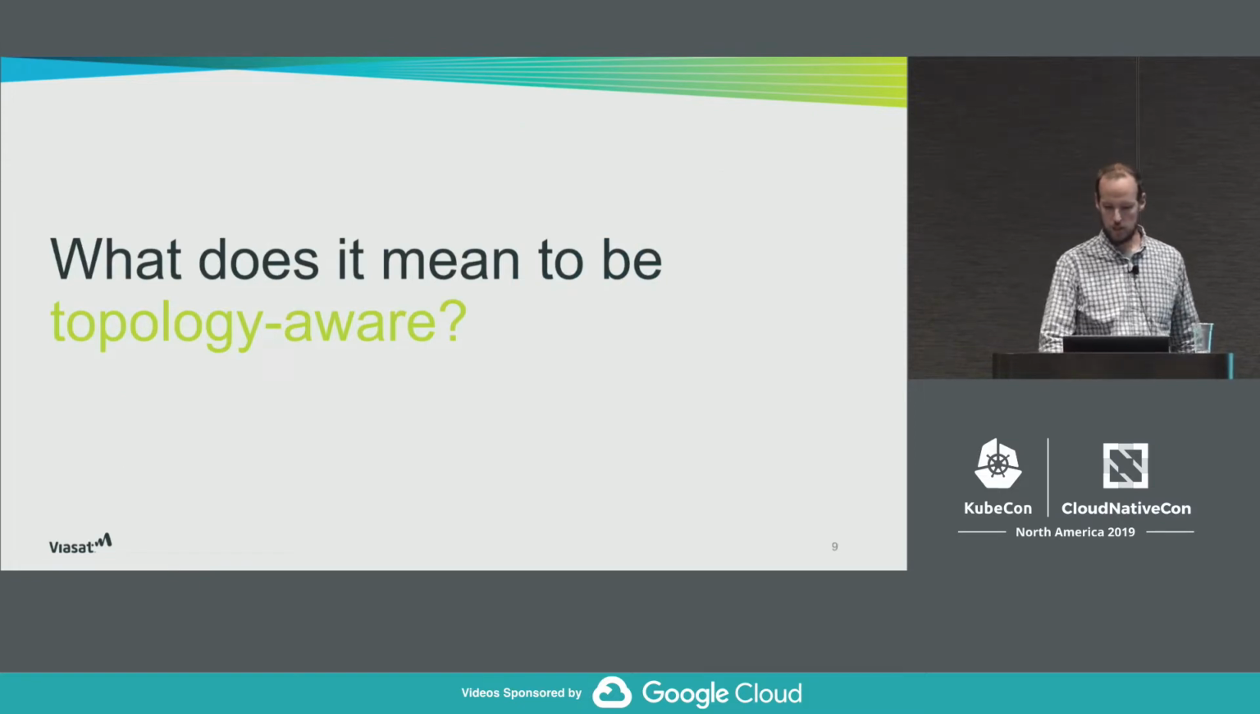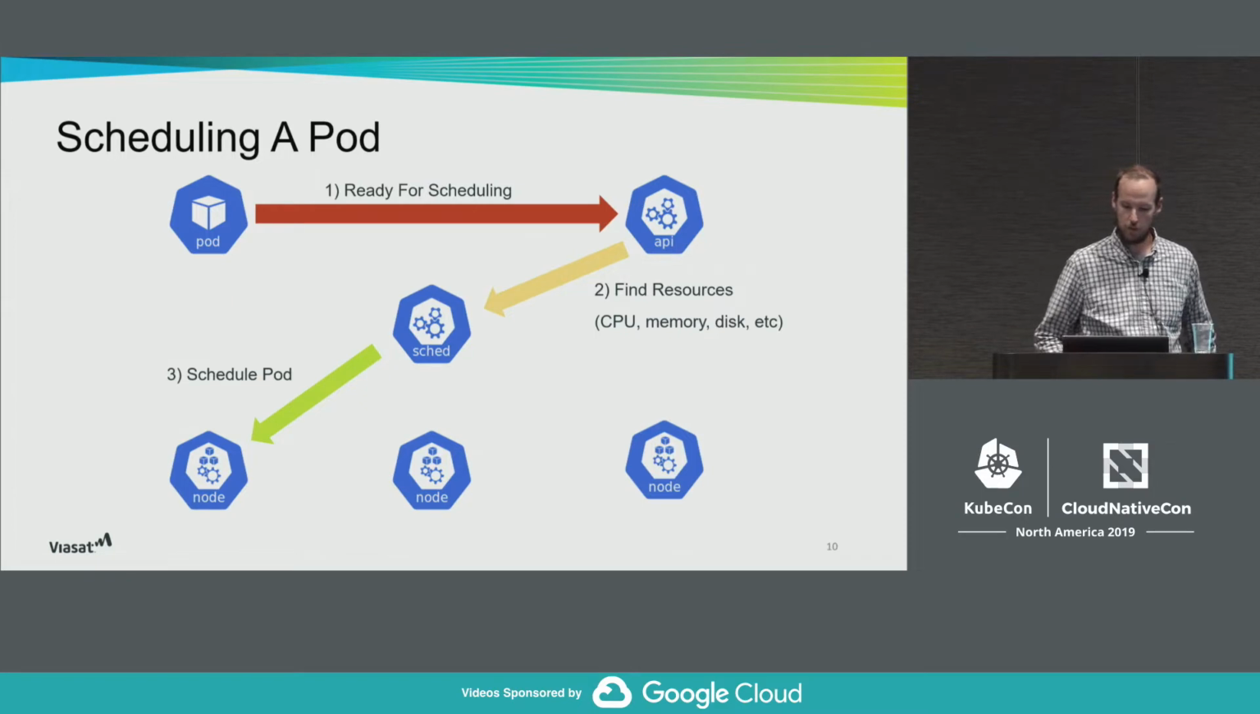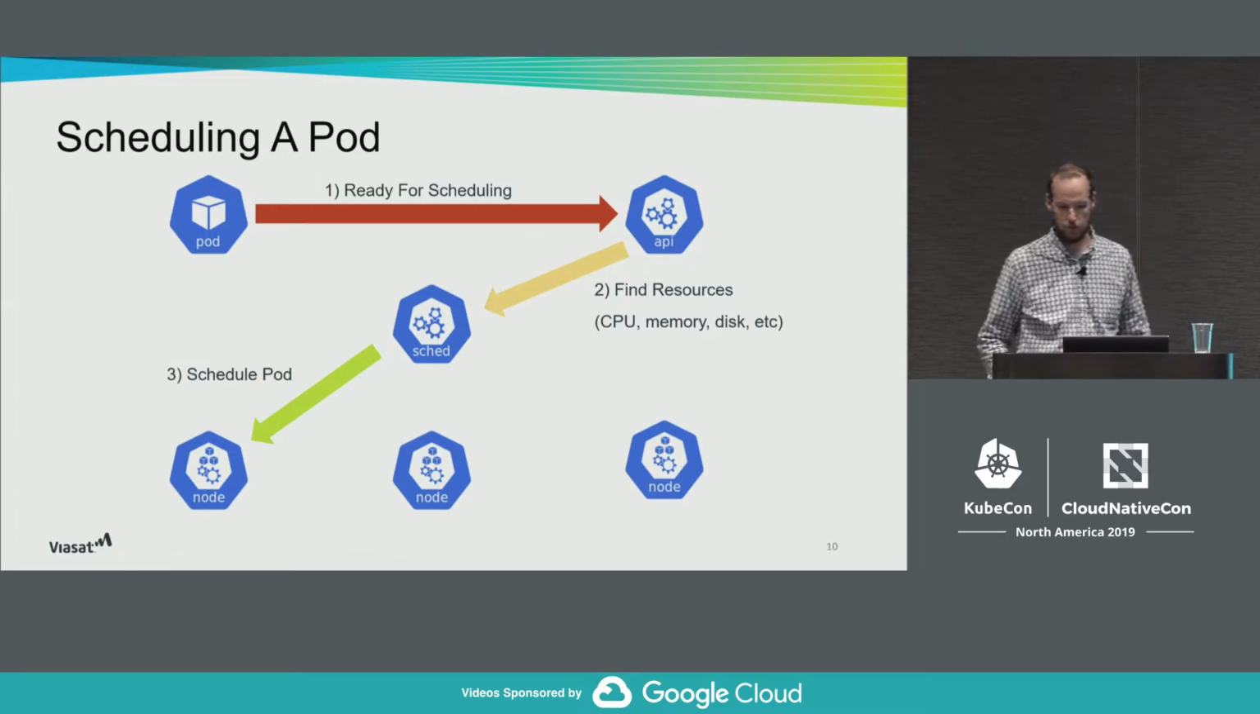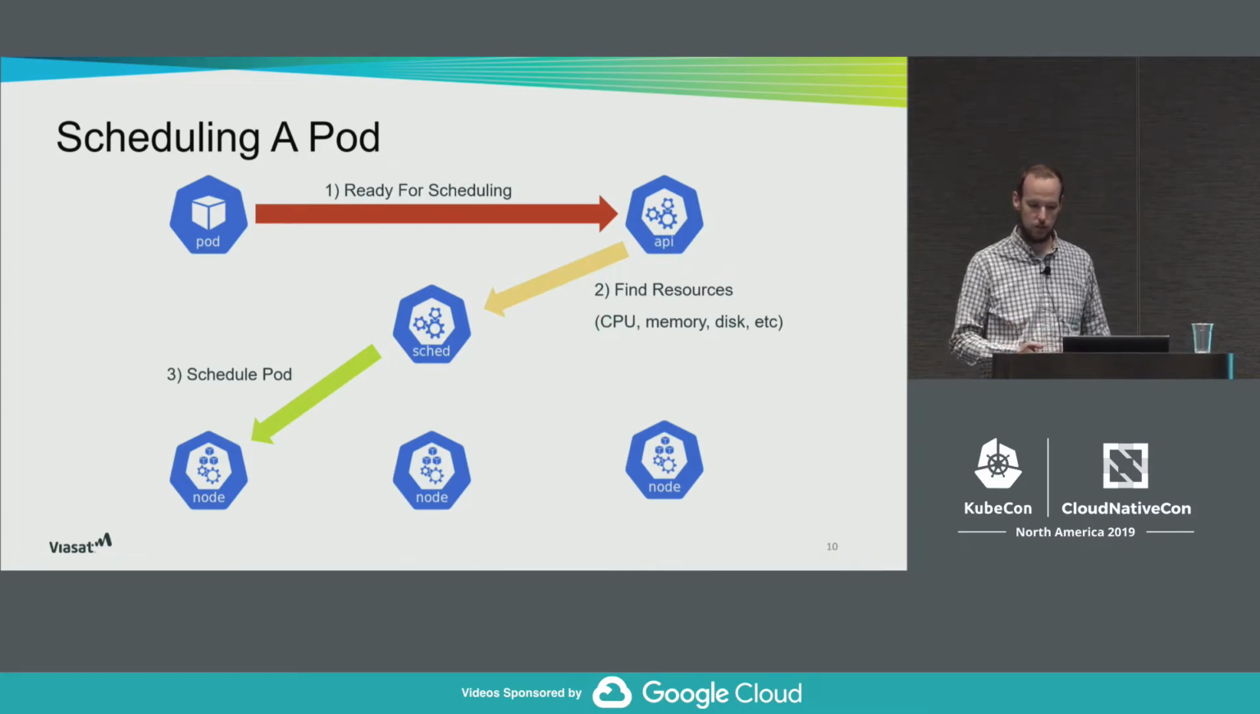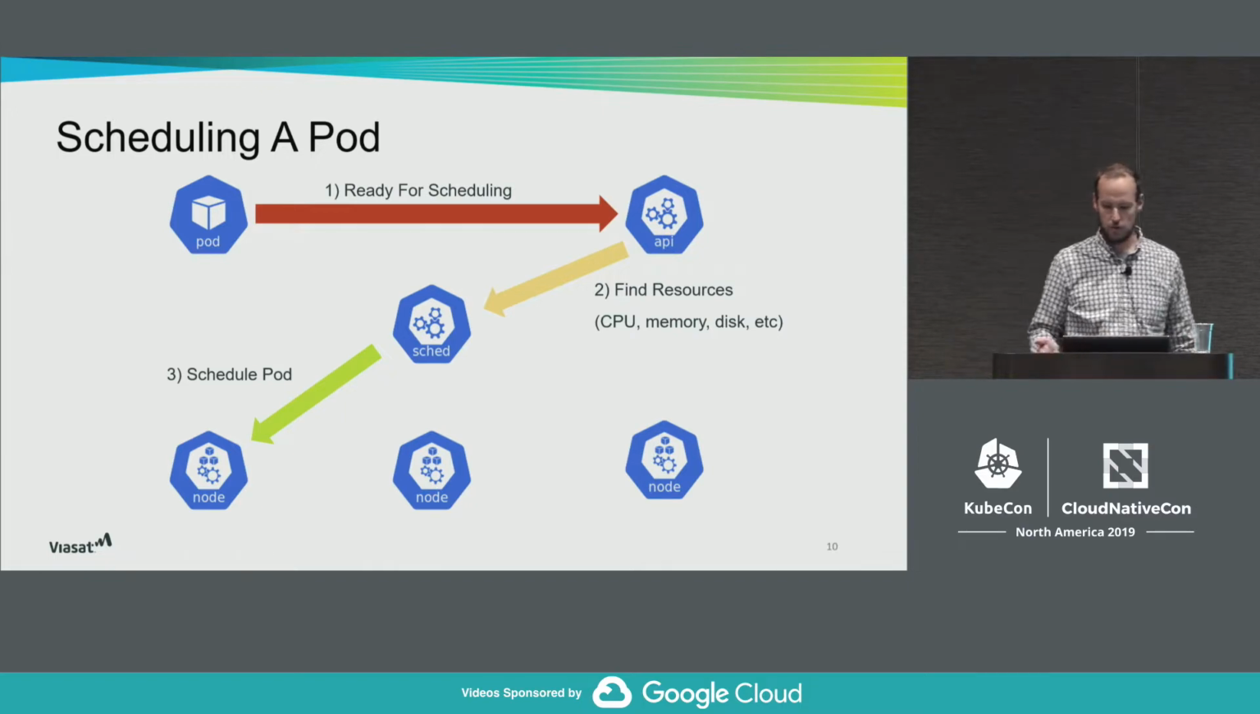So what does it mean to be topology aware? In Kubernetes, from a simplistic point of view, this is what it looks like when a pod gets scheduled. It comes up to the API server. The scheduler sees that a pod is ready to be scheduled, finds some resources for the pod, and then schedules it to a node. So number two is really the part we are focusing on because that's the biggest problem.